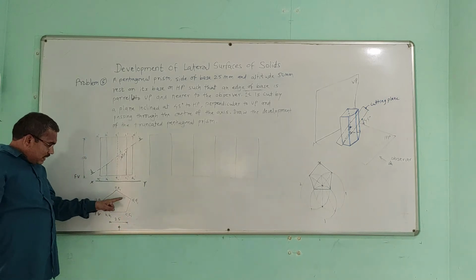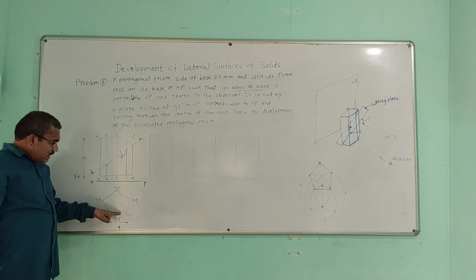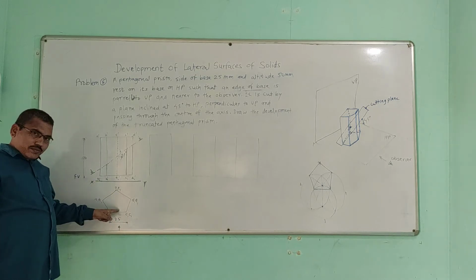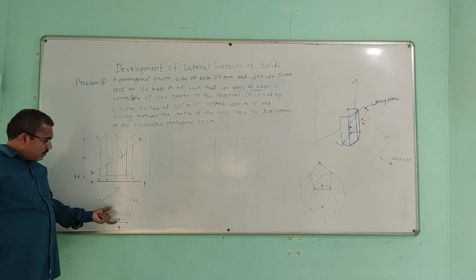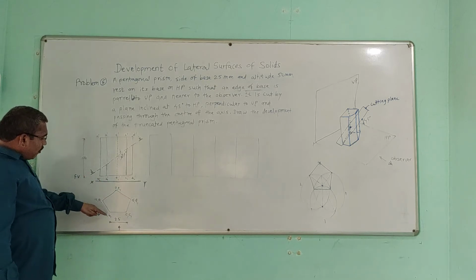So this figure fulfills the condition that the base edge BC is parallel to the vertical plane and nearer to the observer. So this base edge is parallel to the vertical plane and it is nearer to the observer. So that's why you are drawing this pentagon like this. Then draw the projection from all corners.